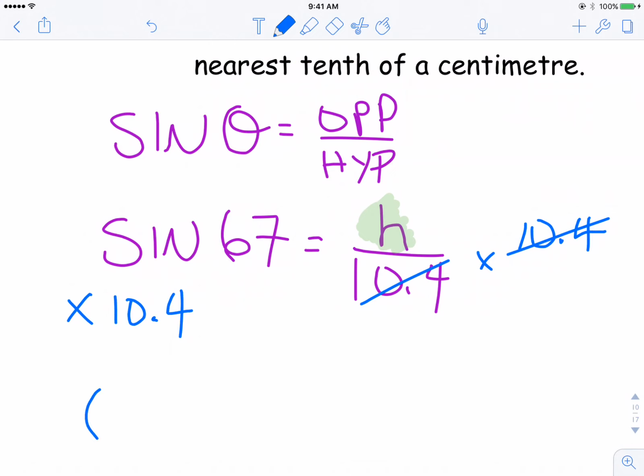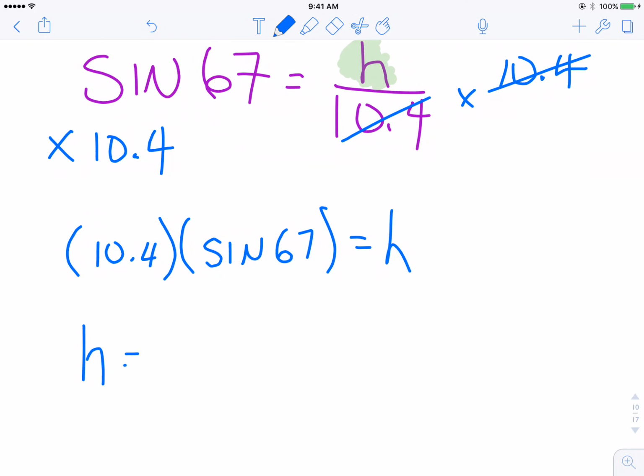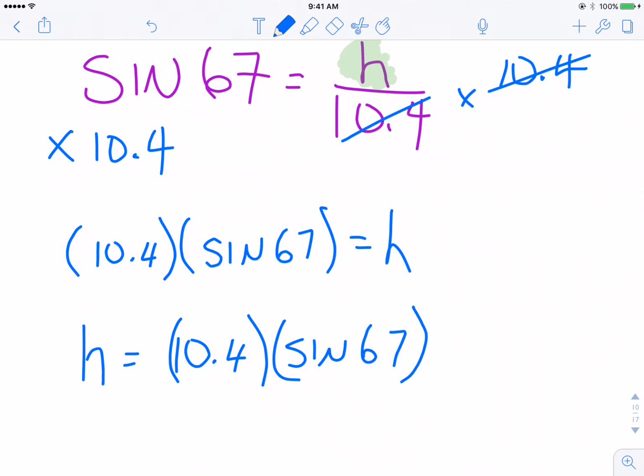So this is what I now have. I have 10.4 times the sine of 67 is equal to H. Or, because I'm a little OCD on a few things, this is 10.4 times the sine of 67 degrees. All I did was reverse that, so I had my variable on the left-hand side of my equal sign.